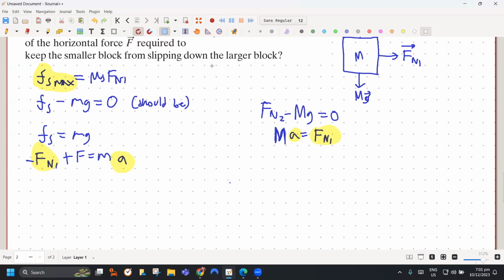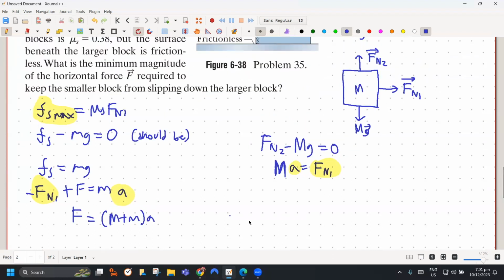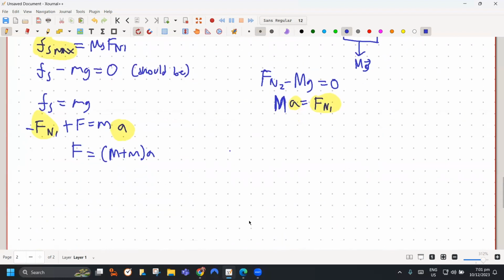Actually, mas maganda pagtabihin mo yan eh, yung dalawang equations para makita mo, system of equations with two unknowns. And then solve for, yan. So big F is equal to big M plus small m times A. So we can solve, so alam na natin yung A. So A equals F, big F applied over the sum of the masses.